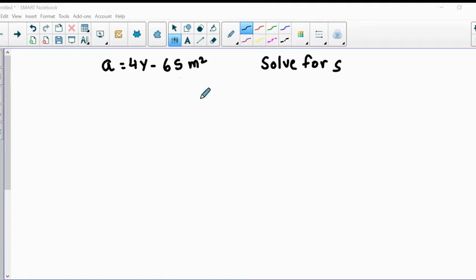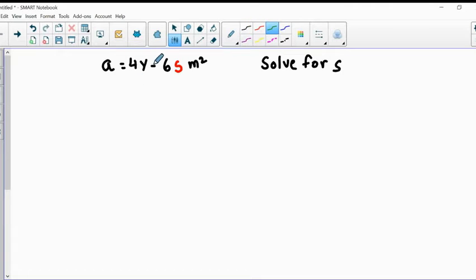equals 4y minus 6sm square. Solve for s. So we need to isolate s in this case. Now I'm just going to highlight it red so it's easy to see. So we have 6sm square altogether. So you always begin by getting rid of the quantity that is far away from the quantity that you're trying to solve for. So you're trying to solve for s, so we will isolate for y first.